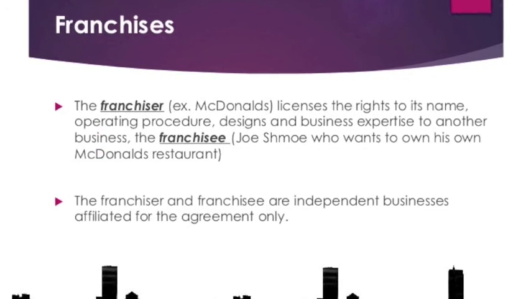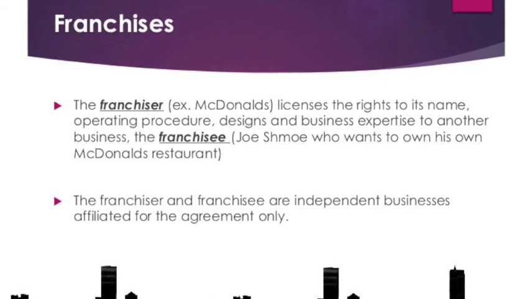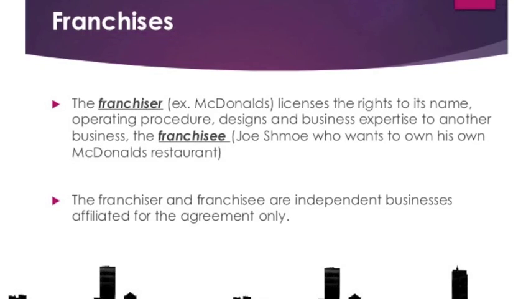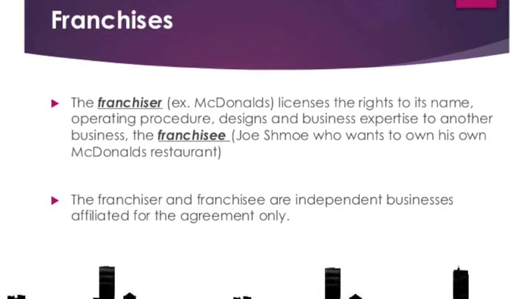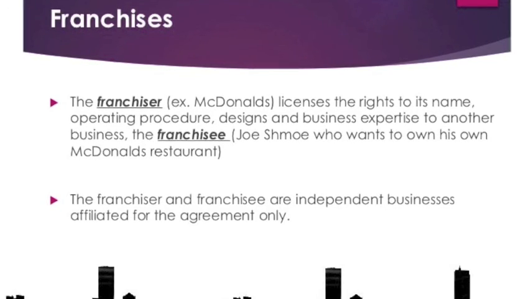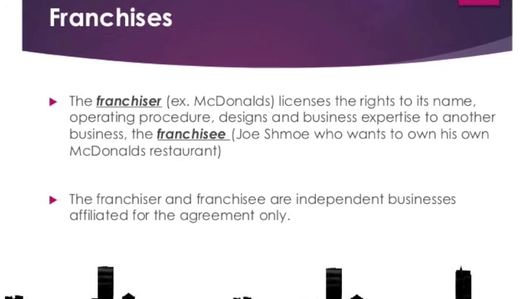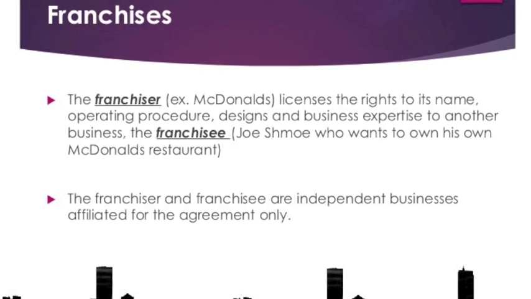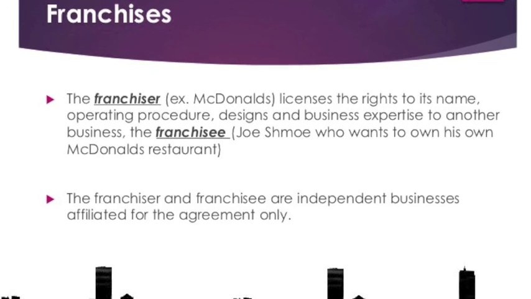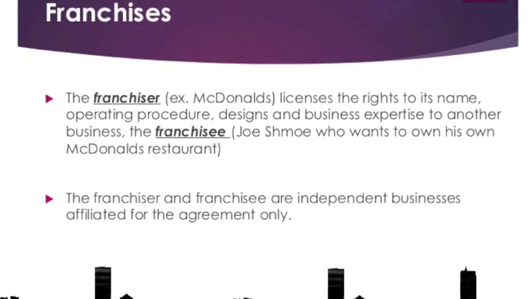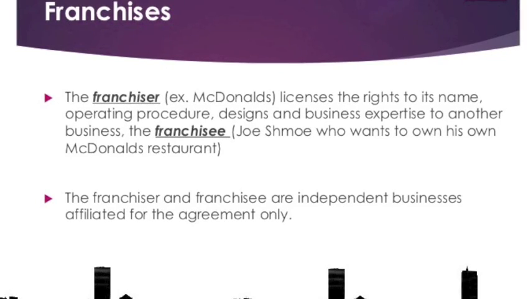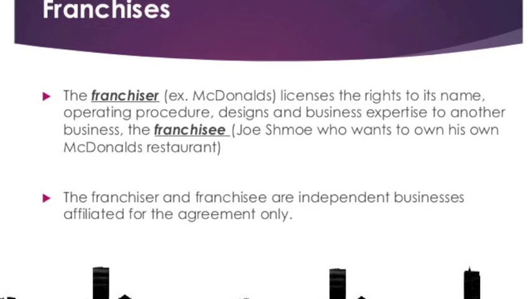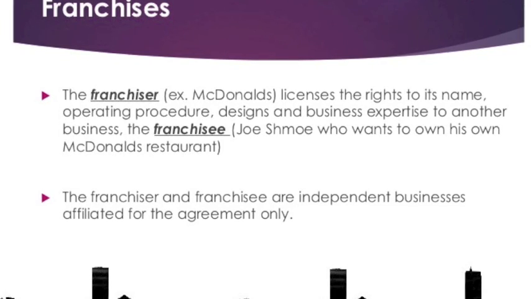The last type of business we're going to look at are franchises. Usually it's a large corporation that has decided to allow other people to own part of the business. The franchisor, for example McDonald's, licenses the right to its name, operating procedure, designs, and business expertise to another small business, which is called the franchisee. So that's basically any Joe Schmo who wants to own his or her own McDonald's restaurant. The franchisor and franchisee are independent businesses affiliated for the agreement only.